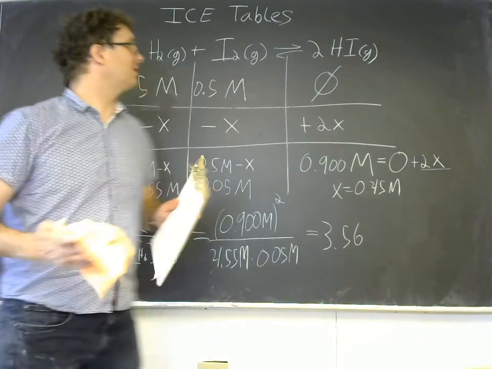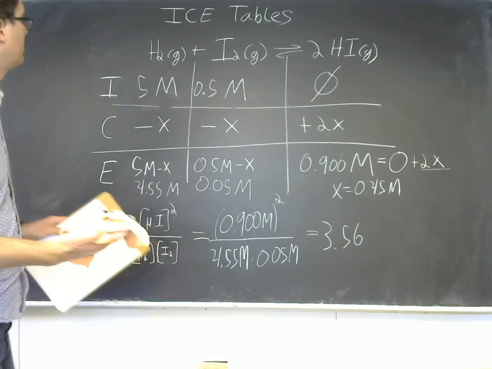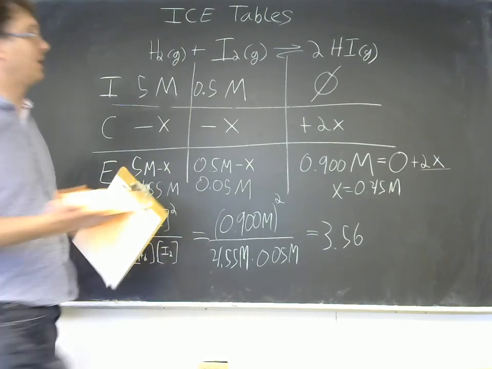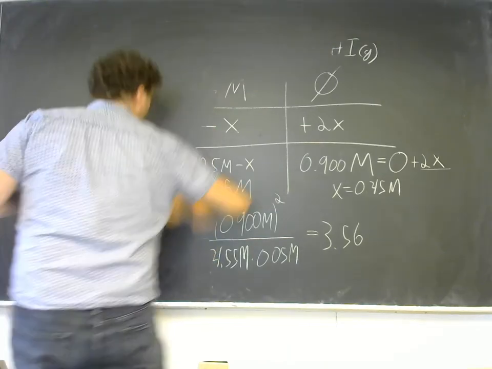Okay, so this is a relatively simple way to use an ICE table, and they get to be more complicated from here.